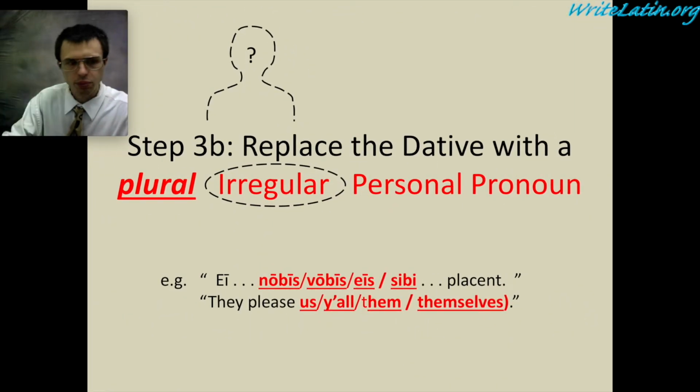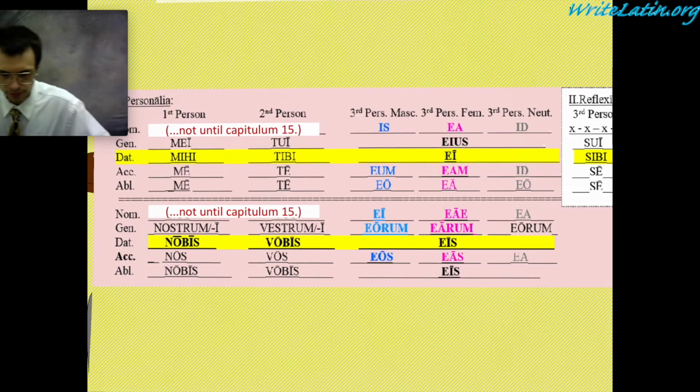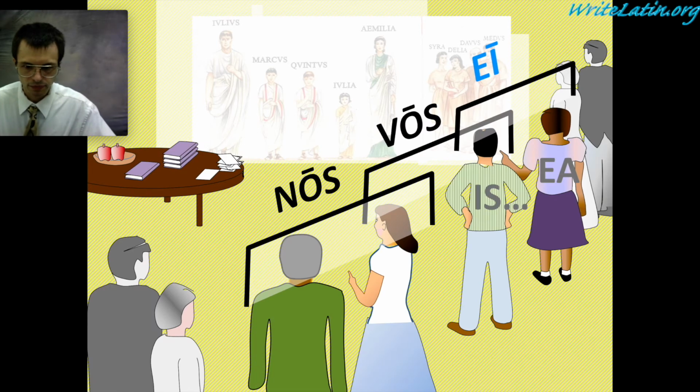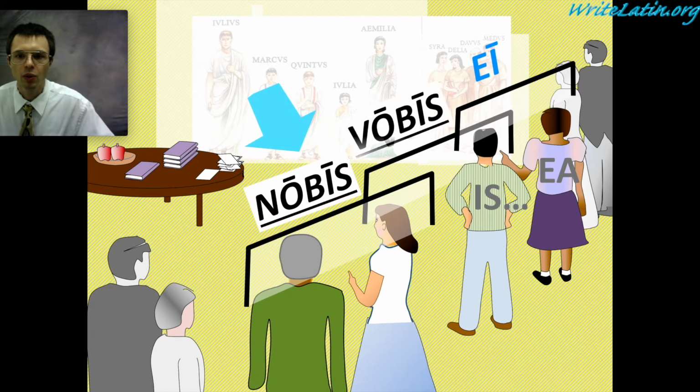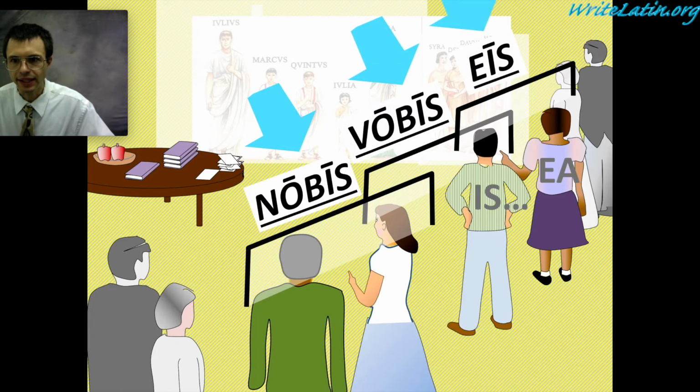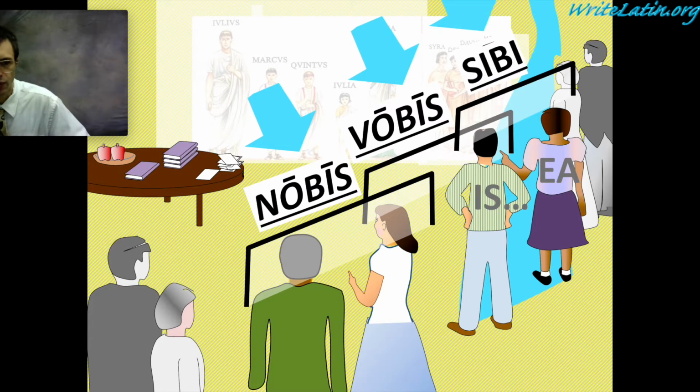Okay, now we're going to do the plurals. So these are nobis, vobis, eis, and sibi. To us, to y'all, to them, and to oneselves. Alrighty, so here we go. So nos is going to become nobis, vos is going to become vobis, and ei is going to become eis. And oneselves is going to become sibi.